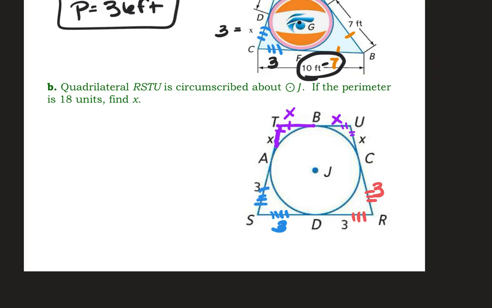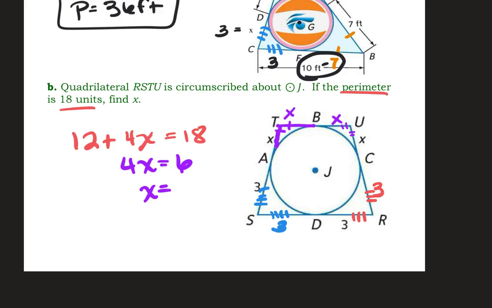All right. So 3 plus 3 plus 3 plus 3 gives us what? 12. X plus X plus X plus X is how many X's? 4X. And then altogether, we say the perimeter is 18. All right, what's the difference of 18 and 12? 6. So 6 divided by 4 is 1.5.